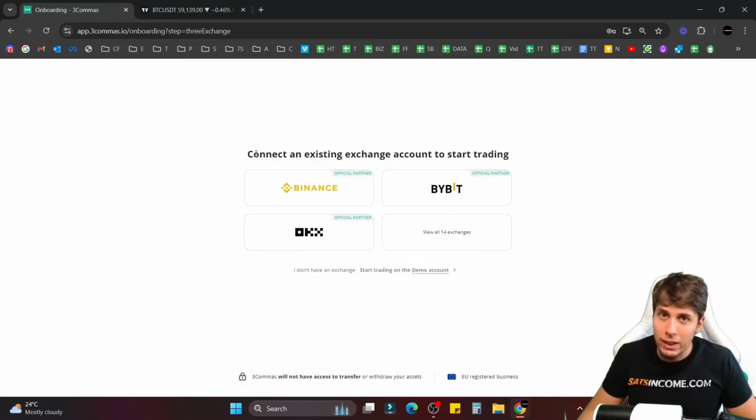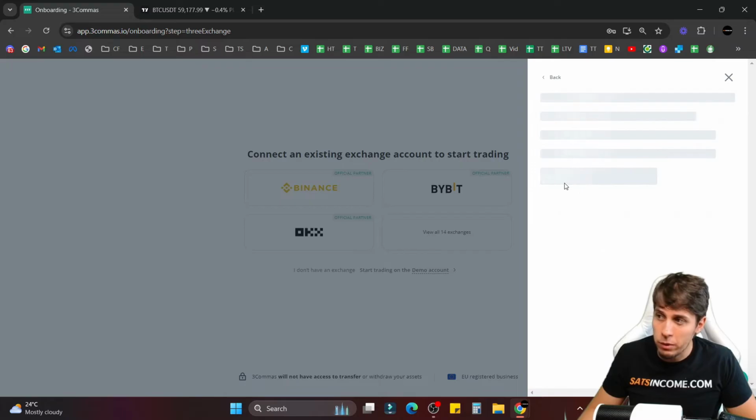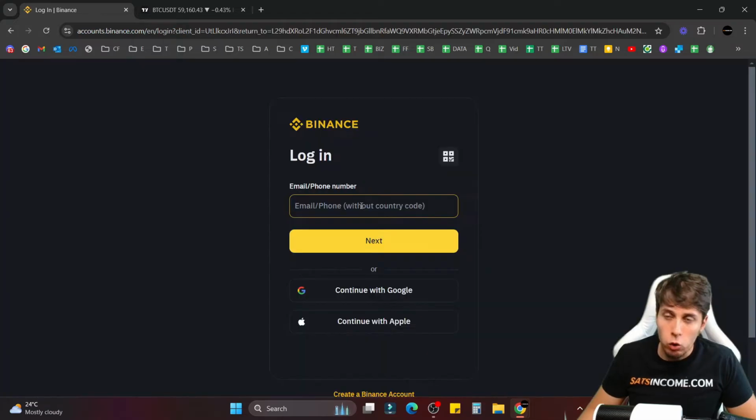The next step is to connect 3Commas to the trading exchange that you are using. Let's click right here, view all 14 exchanges, so you guys can see which exchanges they support. So they support Binance, Bybit, OKX, KuCoin, Bitfinex, BitGet, Bitstamp, Coinbase Advanced, Gate.io, Gemini, HTX and Kraken. I'm gonna show you how to connect it to Binance because that's the biggest exchange at the moment, so maybe many of you will be using this exchange. So click on Binance, then click on Connect Binance. You will be redirected to the Binance login page.